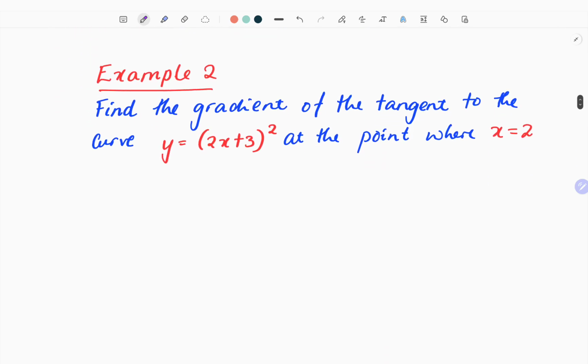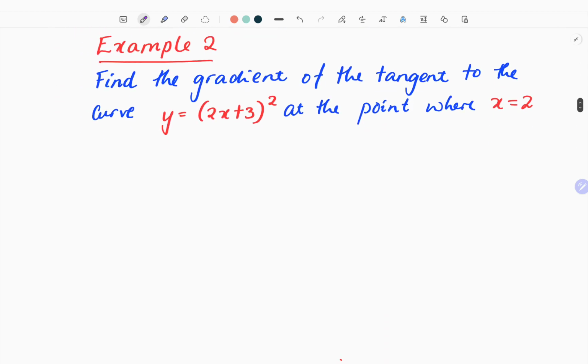Moving on to the second example. Find the gradient of the tangent to the curve y is equal to (2x plus 3) to the power 2 at the point where x is 2. Once again, you want to differentiate your y function, but before you do that, you want to expand this function. That becomes 4x squared plus 12x plus 9.